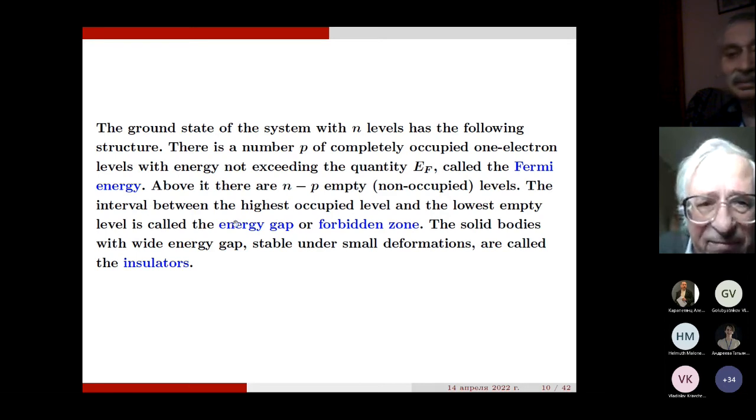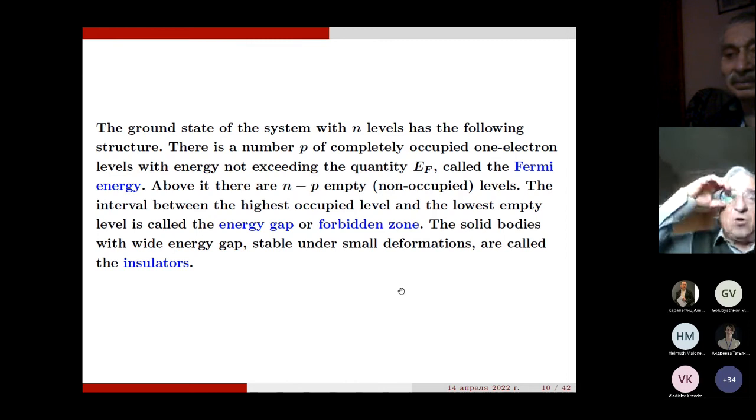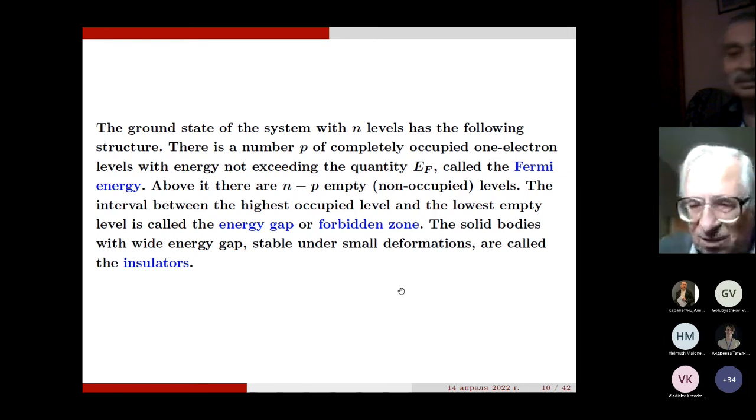The interval between the highest occupied level and the lowest empty level is called the energy gap or forbidden zone. And solid bodies with a wide energy gap, which is stable under small deformations, are called insulators. So we are going to study the insulators.